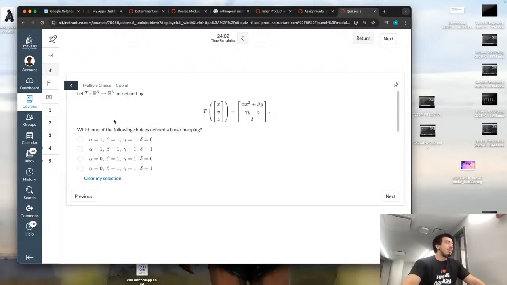Which of the following defines a linear mapping? So let's see. How can you figure this one out? Well, not one. Definitely not one for this, because if you try and add two results together, you're gonna get twice this. It's just a constant, so that has to be 0.